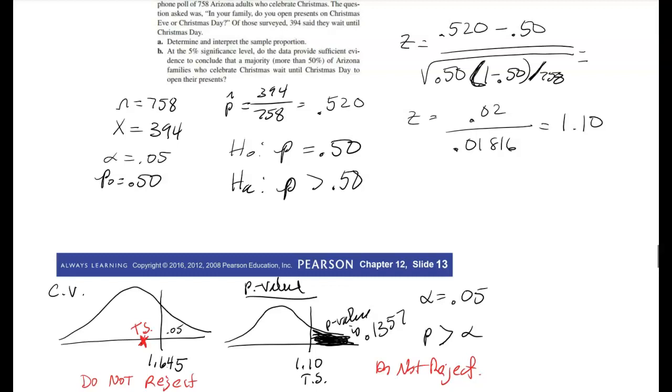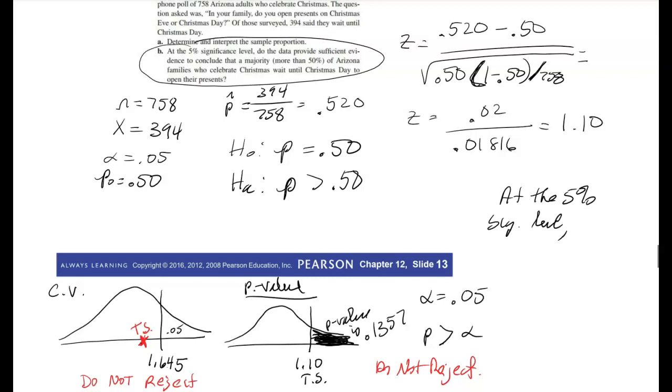And then our interpretation. Your interpretation goes back to this statement. A couple things I always want to see in an interpretation. First, what's the significance level? So you need to state at the 5% significance level. Okay. So the question is, do the data provide sufficient evidence? So is that a yes or a no? We did not reject, which meant our data do not provide sufficient evidence.